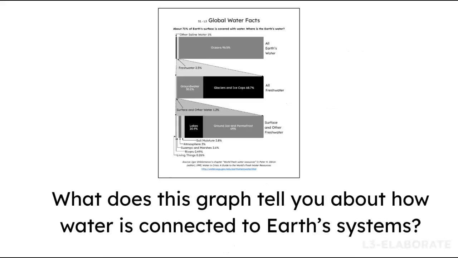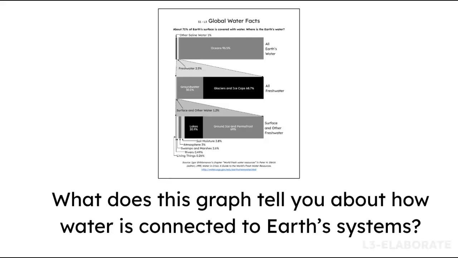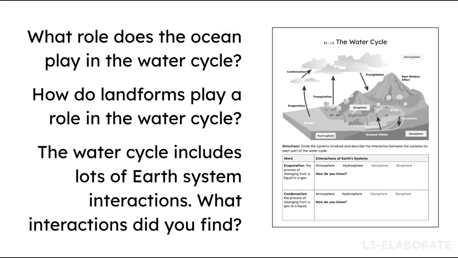For the Elaborate portion, you'll refer to the Global Water Facts student journal page. You'll talk with students about how the graph shows how water is connected to Earth's systems. In groups, students will use the water cycle diagram to complete the water cycle student journal page.